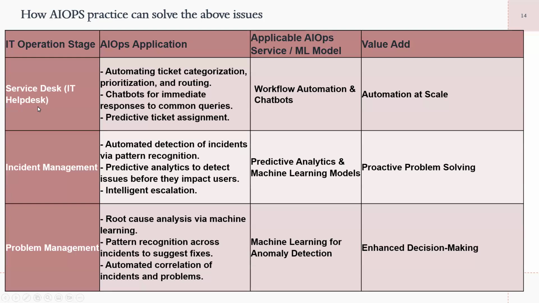So, service desk, IT help desk. The AIOps application here is automating ticket categorization, prioritization, and routing. Chatbots are a very good example for implementing AIOps here, for the immediate response to common queries, and then predictive ticket assignment. The applicable AIOps service or ML model is workflow automation and chatbots. And the value added here by using AIOps is automation at scale.